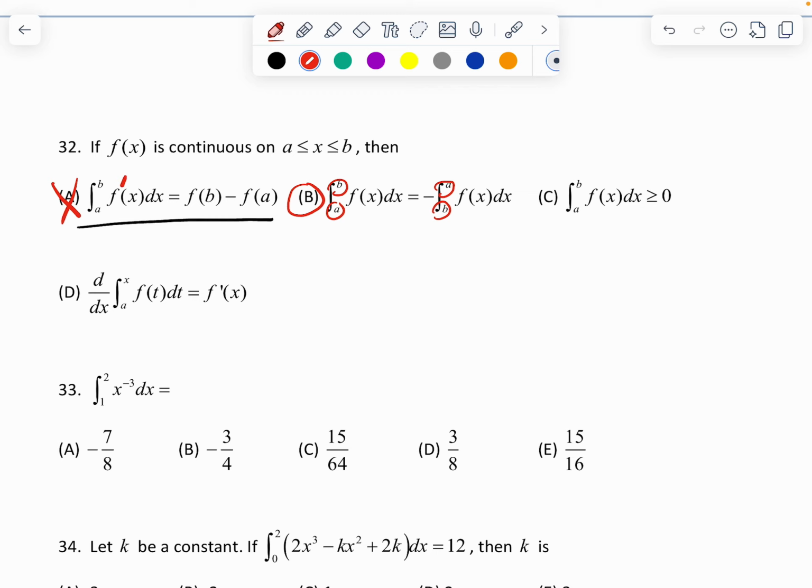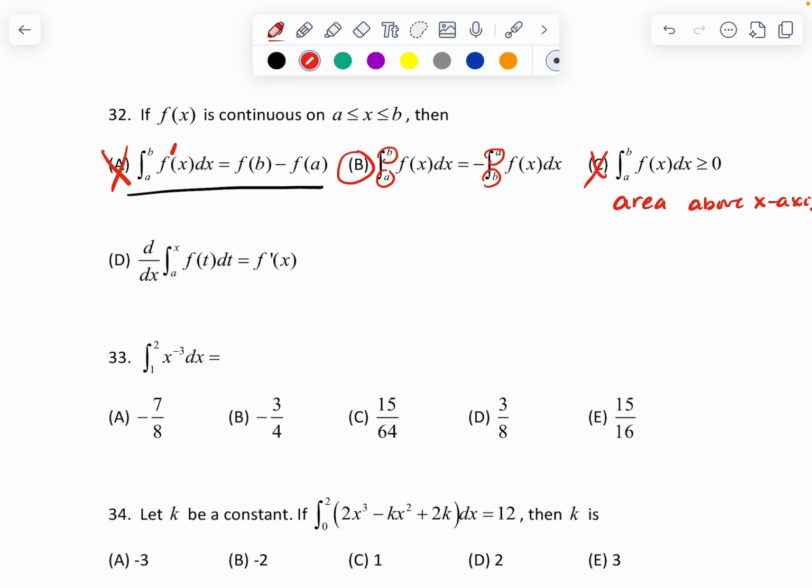Okay, let's look at this one. It says that the integral from a to b of f of x is always bigger than 0. You guys, this is saying that the area is always above the x-axis. Is that always true? That's not always true. Nope.